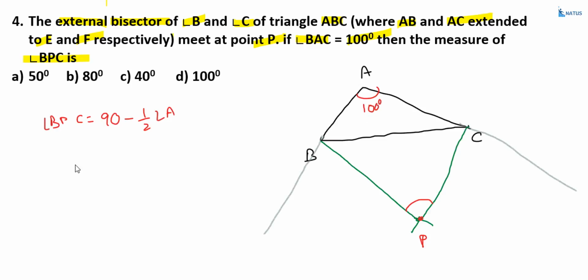Now, what is the BPC? Here we require angle BPC is equal to 90 minus 1 by 2 into angle A, that is equal to 90 minus half of 100. So this is equal to 90 minus 50. So angle BPC is equal to 40 degrees. Option C is the correct answer.